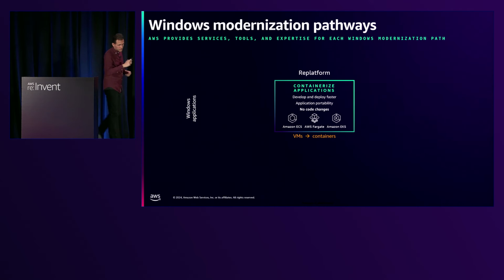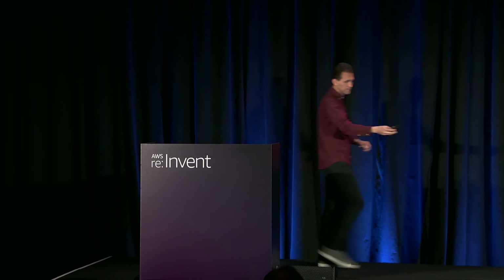So just to do a nice animation, you're moving from virtual machines into containers. That's what we're going to focus on for the majority of the talk. So I will pass it over to Sri. Sri is going to talk about their journey at Moody's, about how they have modernized legacy Windows applications using containers on top of EKS. Over to you, Sri.